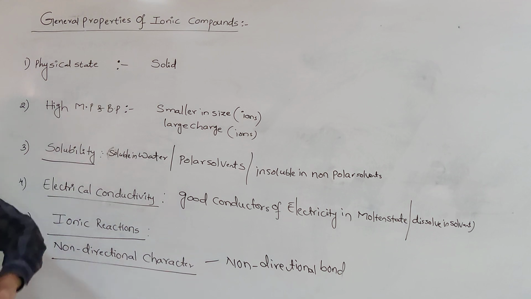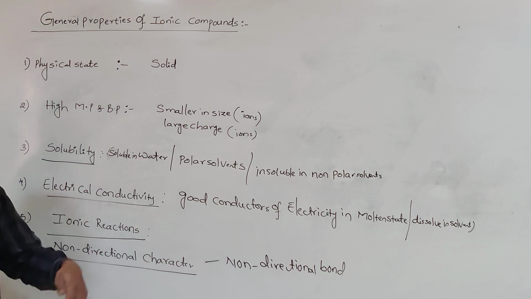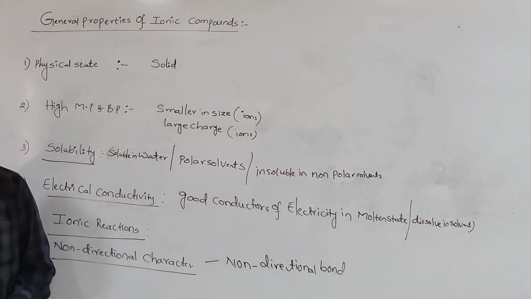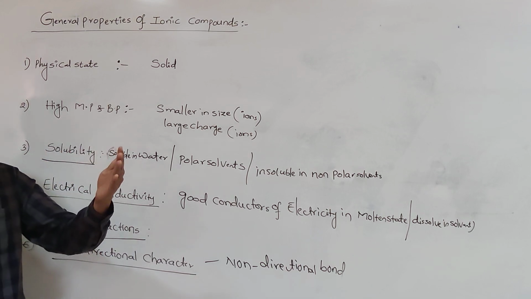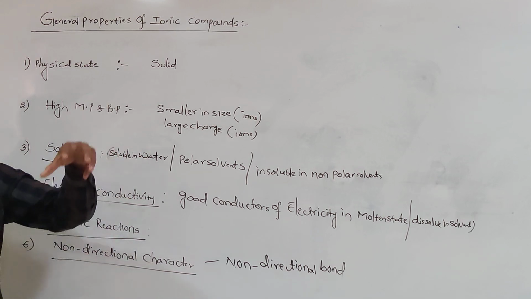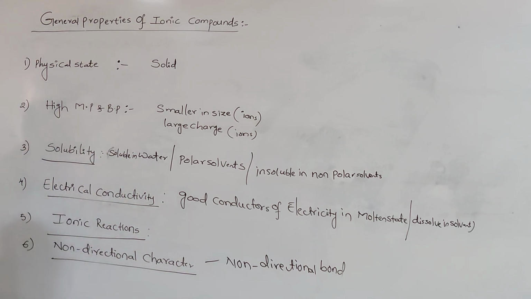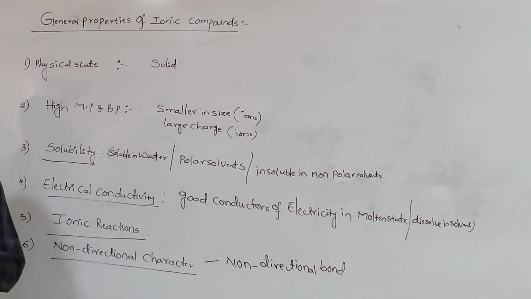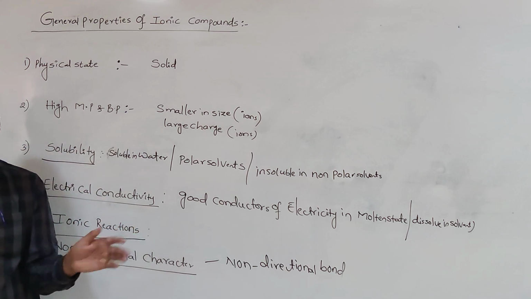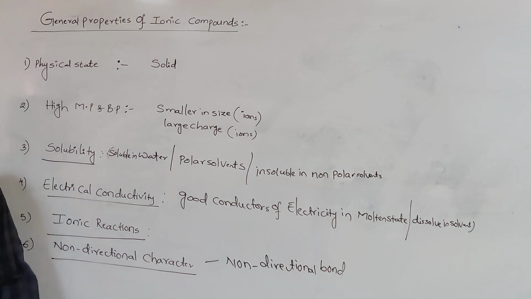Because once we dissolve them in the polar solvent, they will be dissociated into ions. Those ions carry the charge, which is responsible for electrical conduction. But whenever the compound exists in solid state, the ions do not move from one place to another because they are occupying a fixed position. Once there is no movement of ions, there is no conduction of electricity. And ionic reactions: whenever an ionic compound participates in a chemical reaction, it will be broken into positive and negative ions. Those ions participate in the chemical reactions. Those ions are the characteristic properties of that ionic compound.